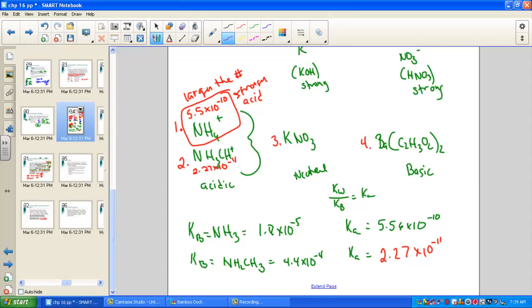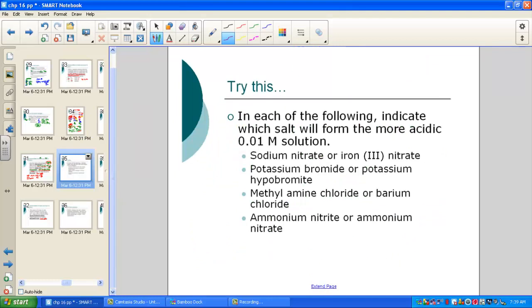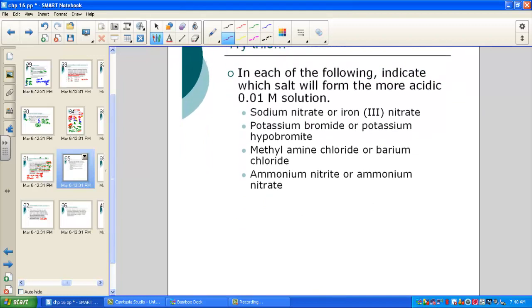Now I think we have one more practice in this section on hydrolysis. Let's take a peek at what's going on. In each of the following, we're going to indicate which salt will form the more acidic solution. Which salt has the more acidic solution? Now, acids come from the positive ions undergoing hydrolysis. So let's call these examples 1, 2, 3, and 4 and talk through these. Example 1, sodium nitrate, NaNO3, versus iron(III) nitrate.